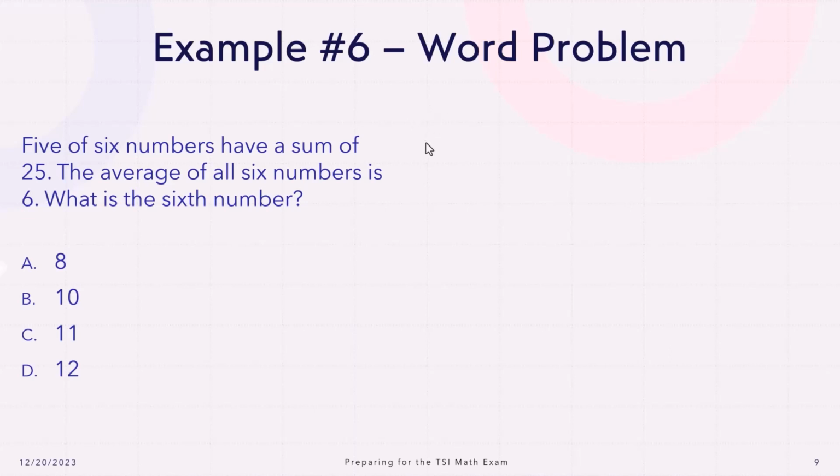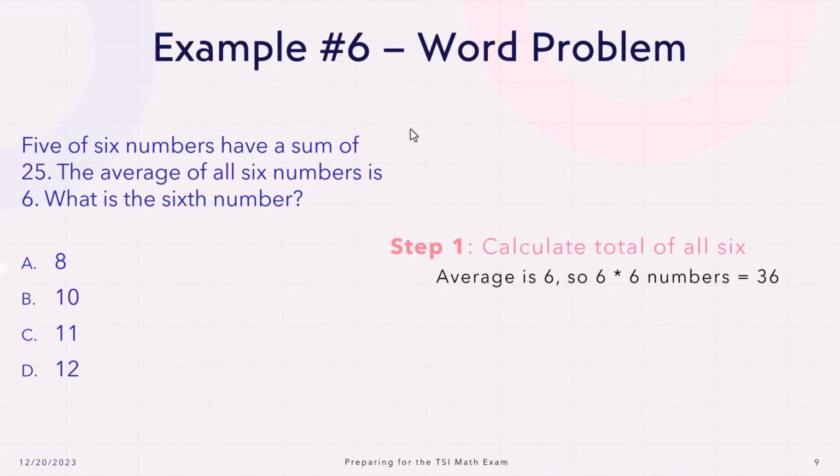This one actually is relatively simple once you understand that question. So first we want to calculate the total of all 6 numbers. The average is 6. So if we have 6 numbers with an average of 6, we're going to multiply those together, 6 times 6. So the total of all 6 numbers is 36.